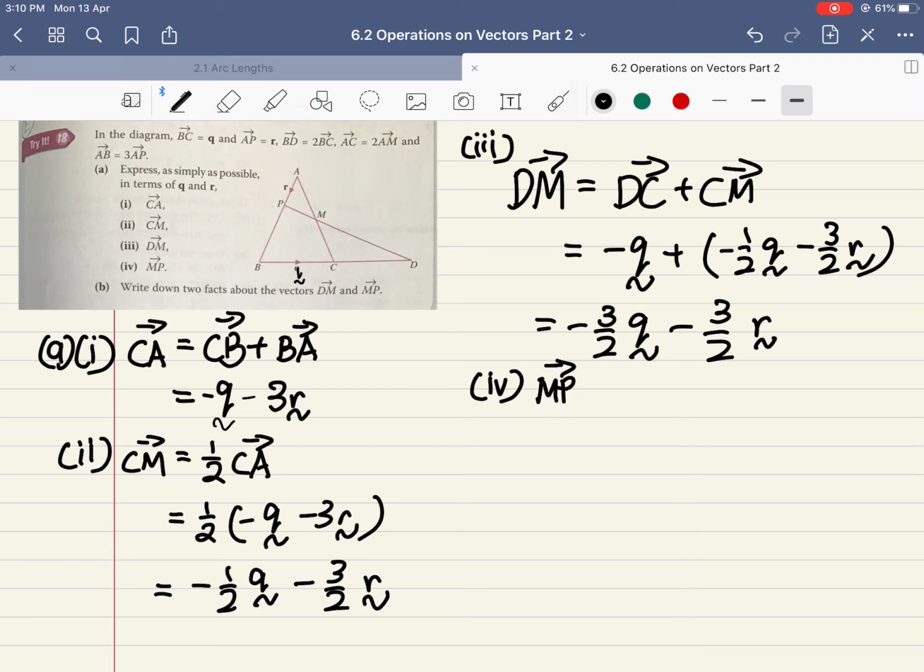Finally for part 4, we have MP. The value of MP is equal to MA plus AP. If you look here, one way is to use MC plus CB plus this final vector here plus CP, so this plus this plus this to get MP. Or the shorter way for me to find MP is to use MA plus AP, like this. So MA plus AP: I already know the MA value as negative half Q minus 3 over 2R.